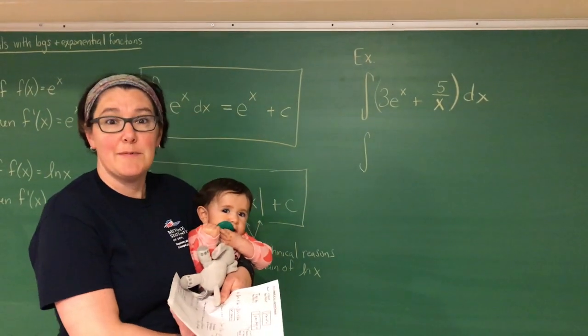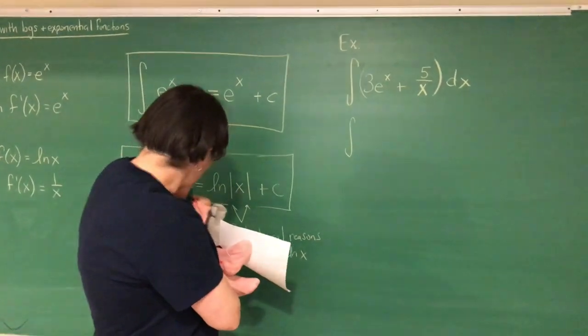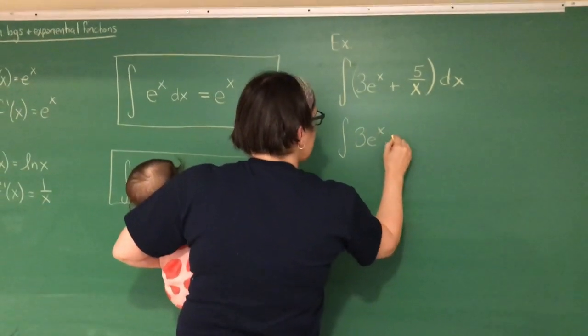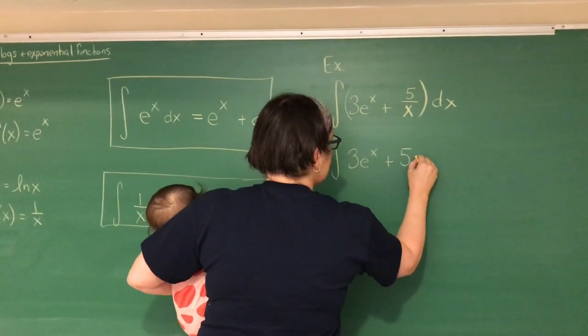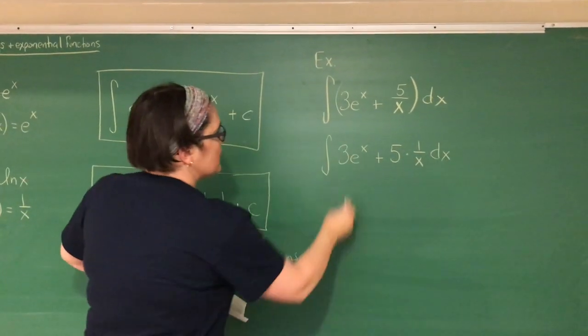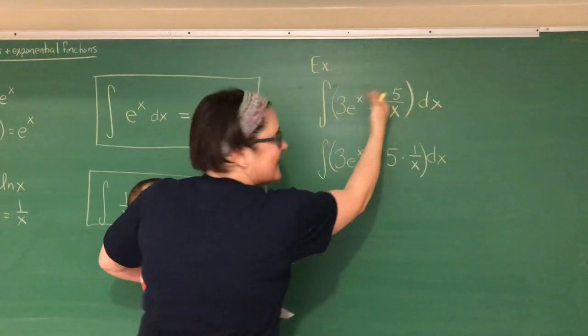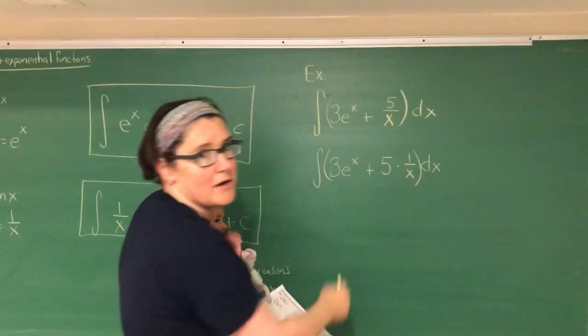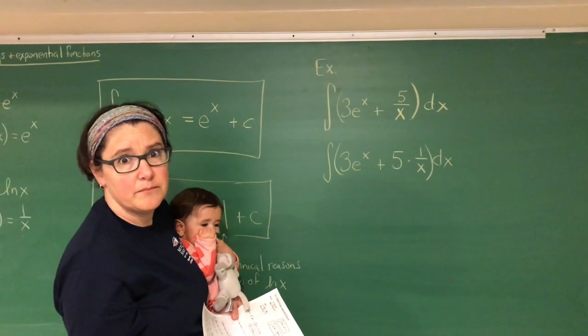She has something to say about this. All right, okay. So we're going to rewrite the 5 over x as 5 times 1 over x. So I'm pushing that 5 off to the front, and when I push the 5 off to the front, I leave a 1 as a placeholder in the numerator.